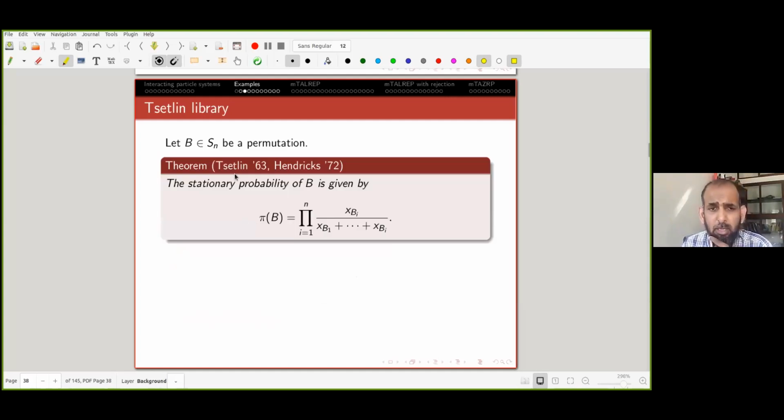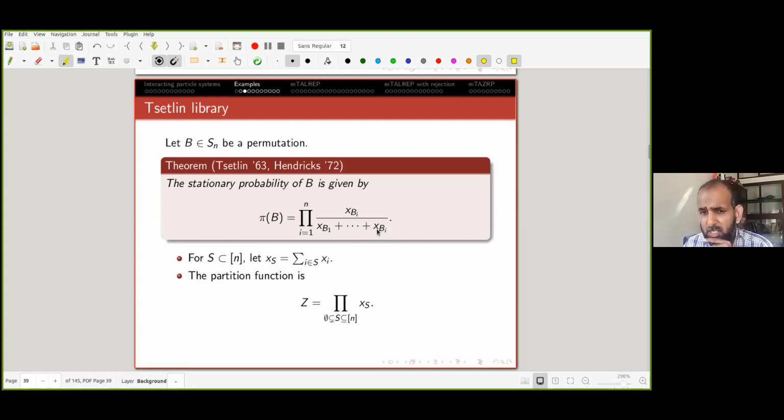And Tsetlin, this is the famous Gelfand-Tsetlin, and Hendricks, in a 3-page paper, independently proved that the stationary distribution of any arrangement b of this library has this beautiful formula. It's the product of x_{b_i} divided by x_{b_1} plus up to x_{b_i}. And I want you to appreciate that it's not even obvious that this is a probability. In other words, if I sum over all permutations, I get 1.